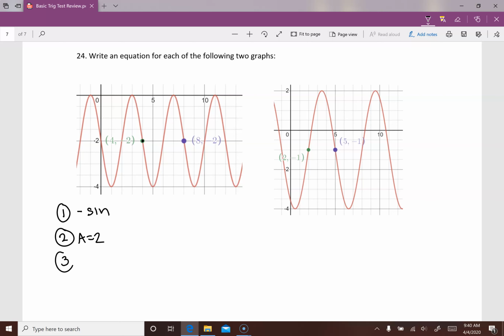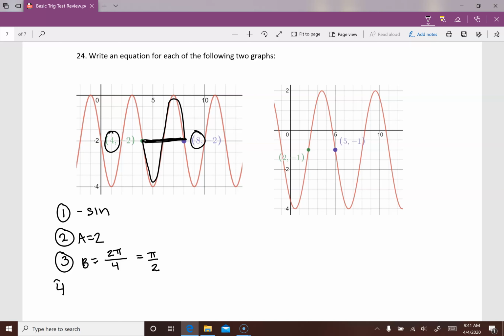Next step is to find our B. Remember, B is equal to 2 pi divided by our period. Well, what is our period? Our whole period is from here to here, and that is from 4 to 8. Or you could actually count 1, 2, 3, 4. So you could either do 8 minus 4 is 4, or just count the spaces here and you get 4. So we got 2 pi over 4, which is going to give us pi over 2.